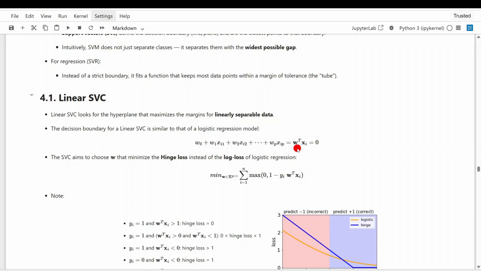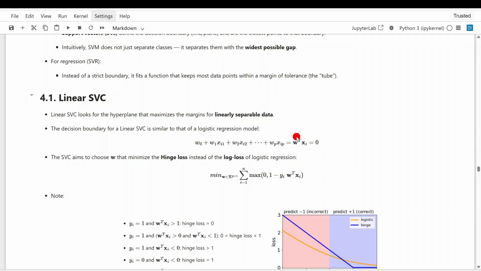We can set it to 0, and therefore this linear predictor is called the decision boundary, or the decision hyperplane that separates the different classes. So this is the decision boundary for logistic regression. Similarly, this can be considered as the decision boundary for a linear support vector machine, which consists of a linear combination of the covariates.